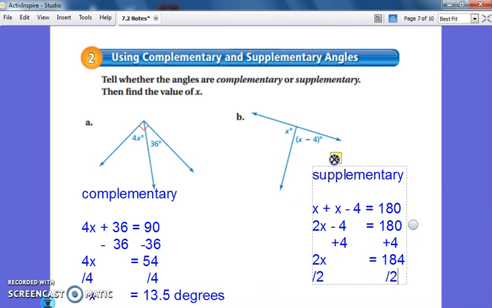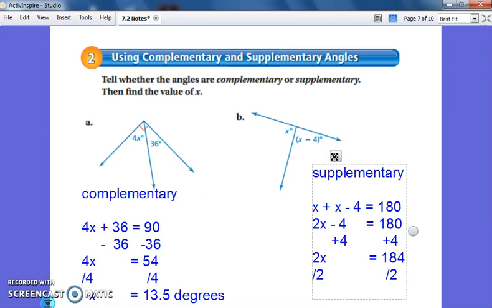Move this up just a little bit. And finally, I get x equals 184 divided by 2 should give you 92 degrees.